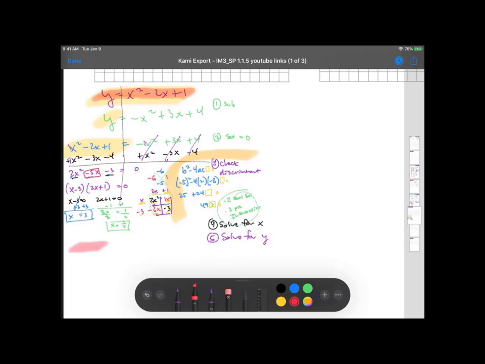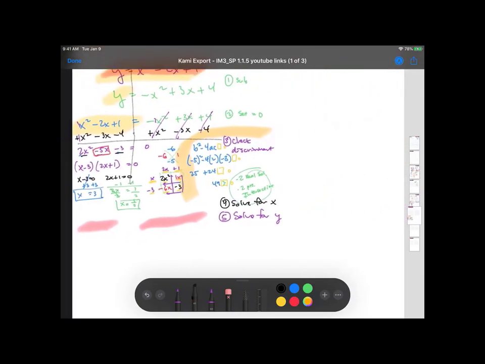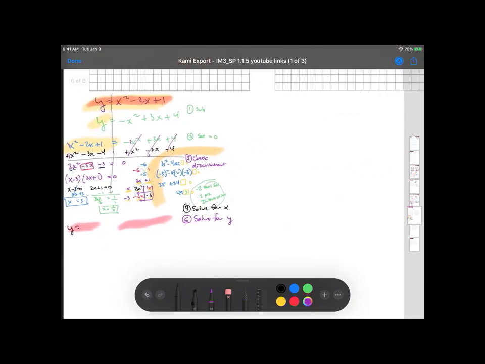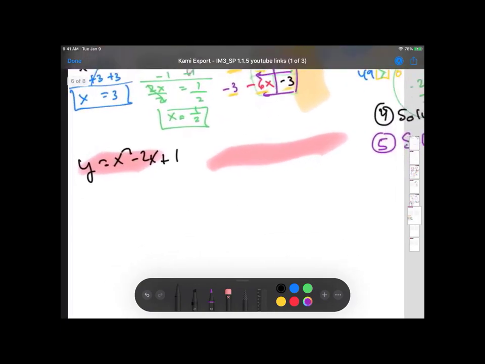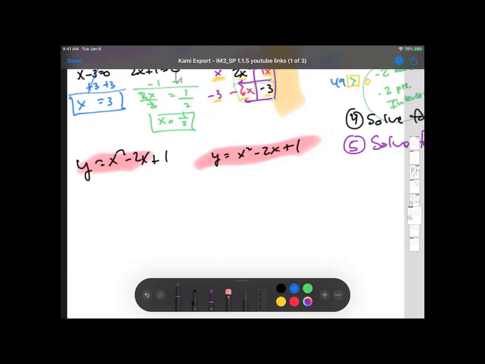Alright, I'm going to take this first one, and you can use either of these quadratic equations, but you're basically going to have to do the problem twice, one with blue, one with green. One with x equals 3, and one with x equals 1/2. So we're going to take 3 here, put it in for the value of x. And then we're just going to simplify.